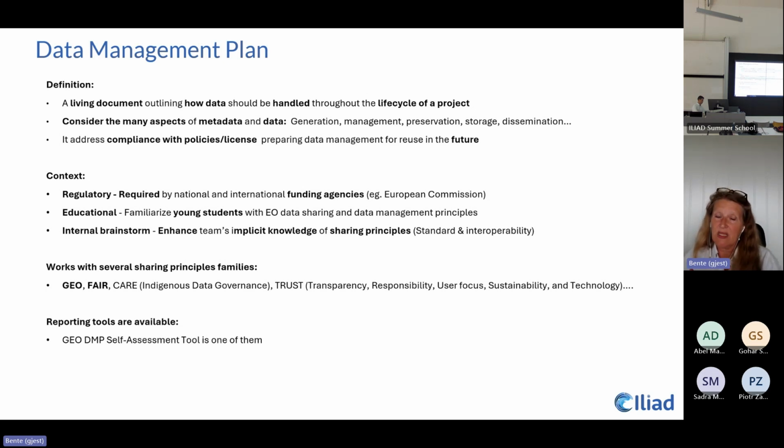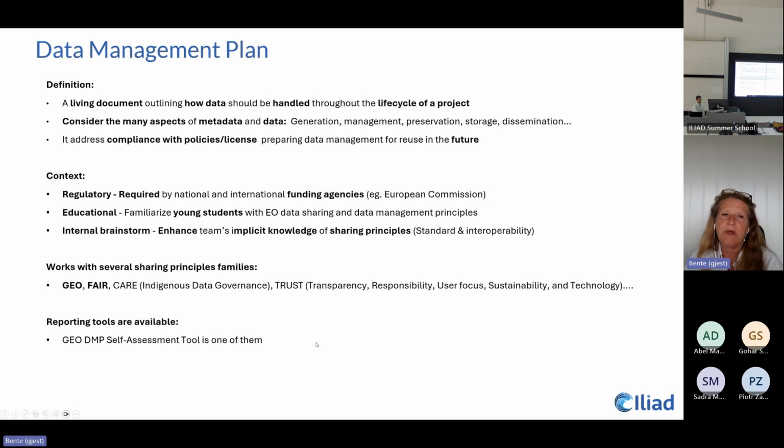And the context is regulatory and often required by national and international funding agencies, for instance, the European Commission. It's also for educational purposes, that it familiarizes young students with Earth observation data sharing and data management principles. And it also functions as an internal brainstorm, enhancing the team's implicit knowledge of sharing principles, and it works with several of the data sharing principles families. So GEO, FAIR, and CARE, and TRUST.